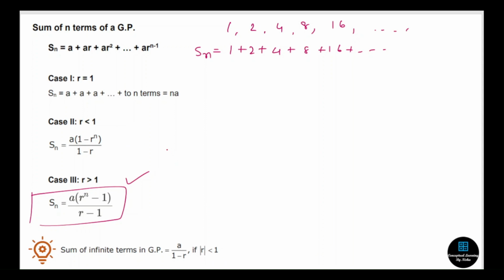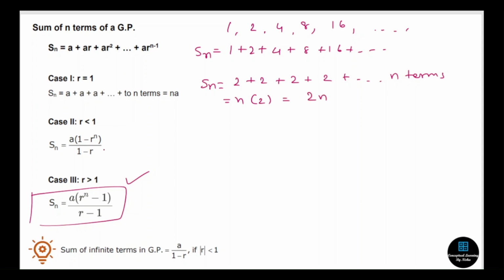Okay. Now we'll understand the cases. Now when r equals 1, what does that mean? Let's say 2 plus 2 plus 2 plus 2. See this GP, 2 into 1, 2 into 1. So every time the constant is 1. So this is in GP. Okay. And when I want to add them, I can say Sn is equal to n terms, so I can say that it is n times 2, or I can say it is 2n.